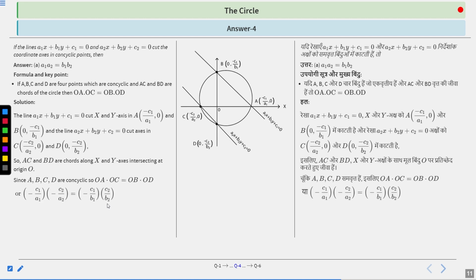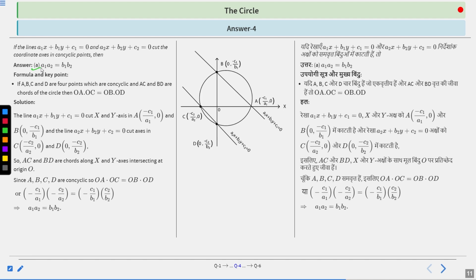What will be OA? OA is negative c1 by a1, OC is negative c2 by a2, OB is negative c1 by b1, and OD is negative c2 by b2. So after solving this, you will get a1 a2 is equal to b1 b2. Got it? So our answer is option A, a1 a2 is equal to b1 b2.